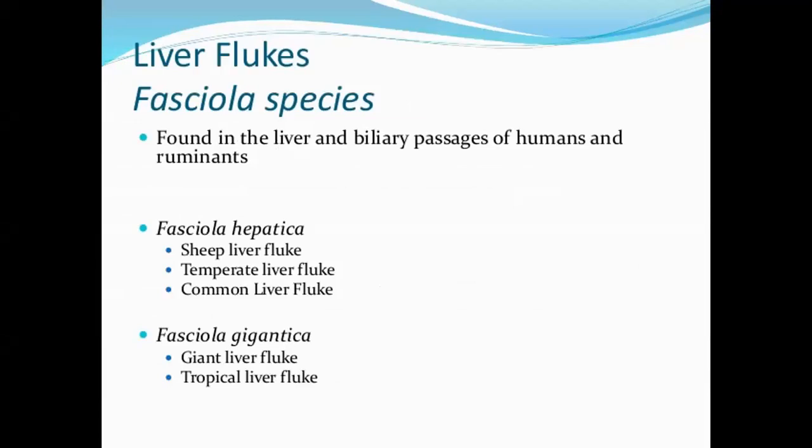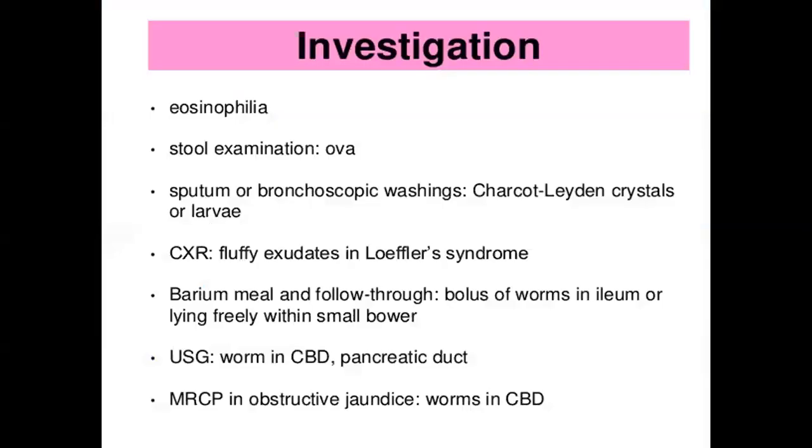Liver fluke: Fasciola species found in the liver and biliary passages of humans and ruminants. Fasciola hepatica, the sheep liver fluke, temperate liver fluke, common liver fluke. Fasciola gigantica, giant liver fluke, and tropical liver fluke.